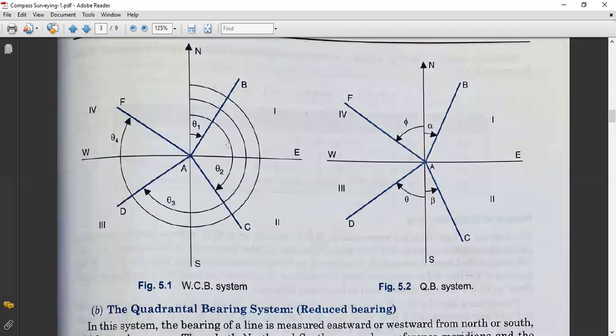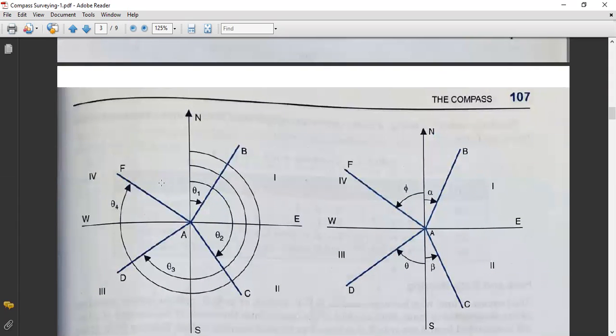For line AB, the bearing will be from 0 to 90 degrees, correct? That will be in first quadrant. In second quadrant it will be 90 degree to 180 degrees, correct? From east to south, 90 degree to 180 degree. In third quadrant it will be 180 degree to 270 degrees. In fourth quadrant, if your line is there, the bearing varies from 270 degrees to 360 degrees.